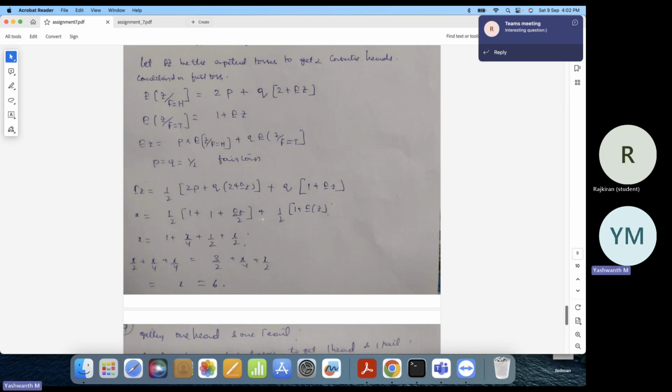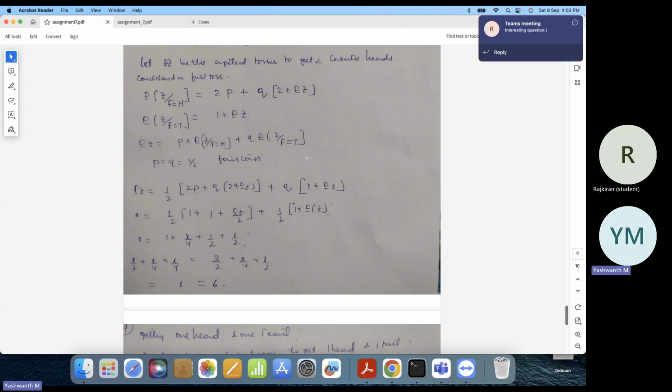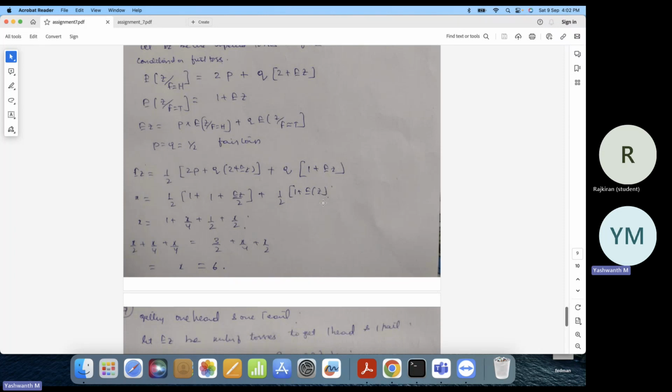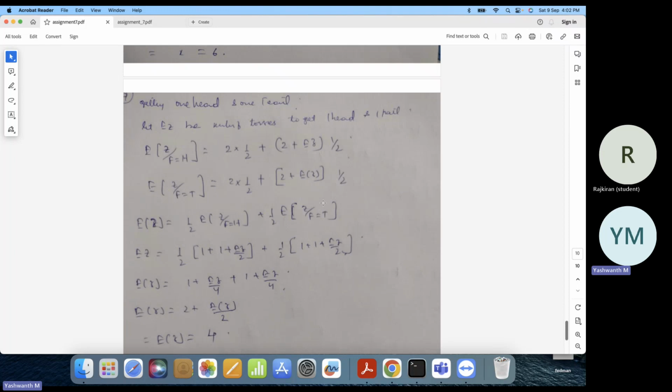Yeah, but this is tricky. Today I have done only for 2 consecutive heads. Next time I'll do for getting k consecutive heads, and some desired patterns as well. So this is one more question, and this we will end today.